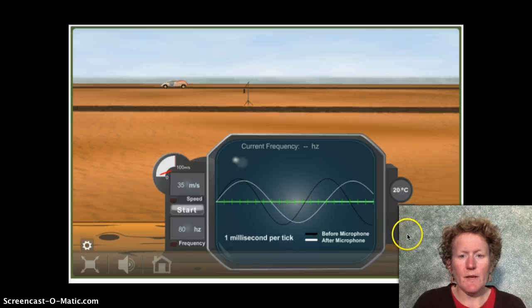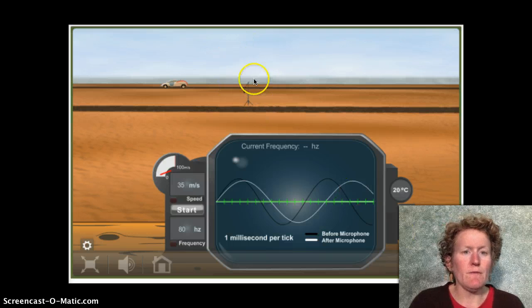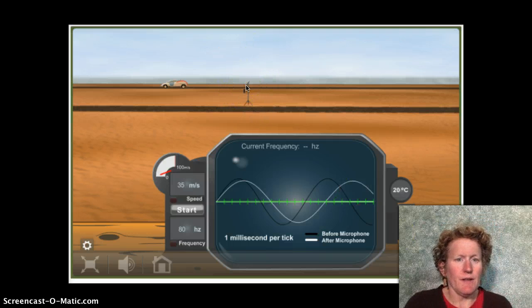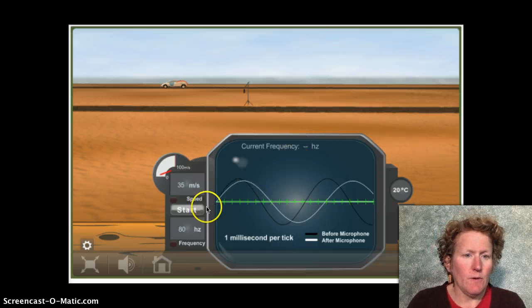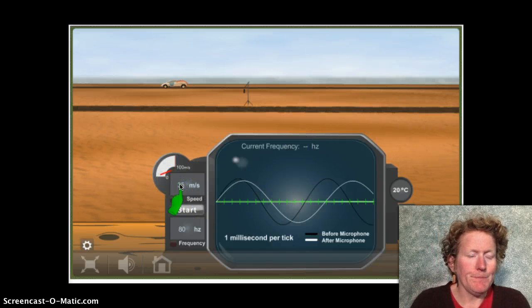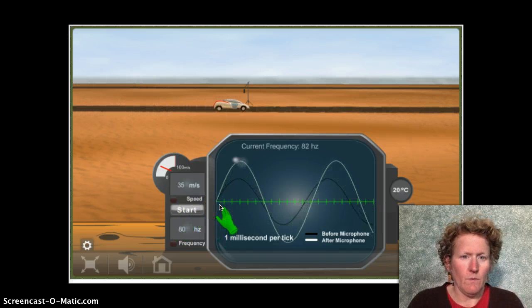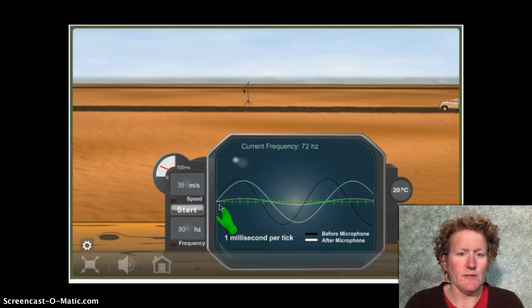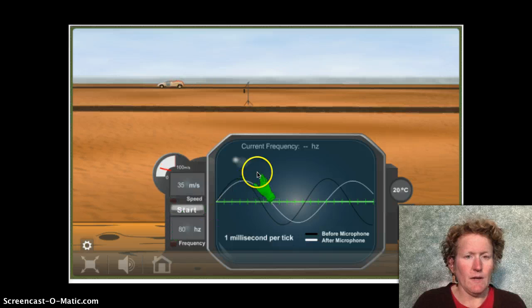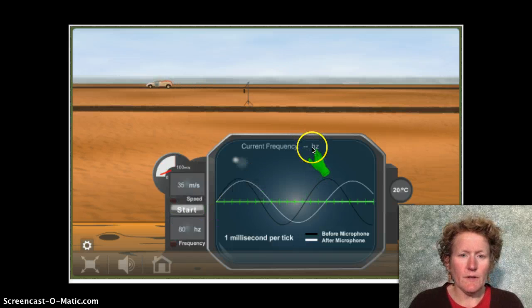Before you start, make sure you click the green button right here to deploy the microphone. They send a technician out in a truck and drop off the microphone. And then you can put in the speed right here that you want the car to go, and the car is making a noise of a constant pitch. And then you can start the car. We'll watch the oscilloscope to see what's going on, how the frequency changes. So let's do that again, and watch the hertz here. Watch what happens to this number here as the car goes by.